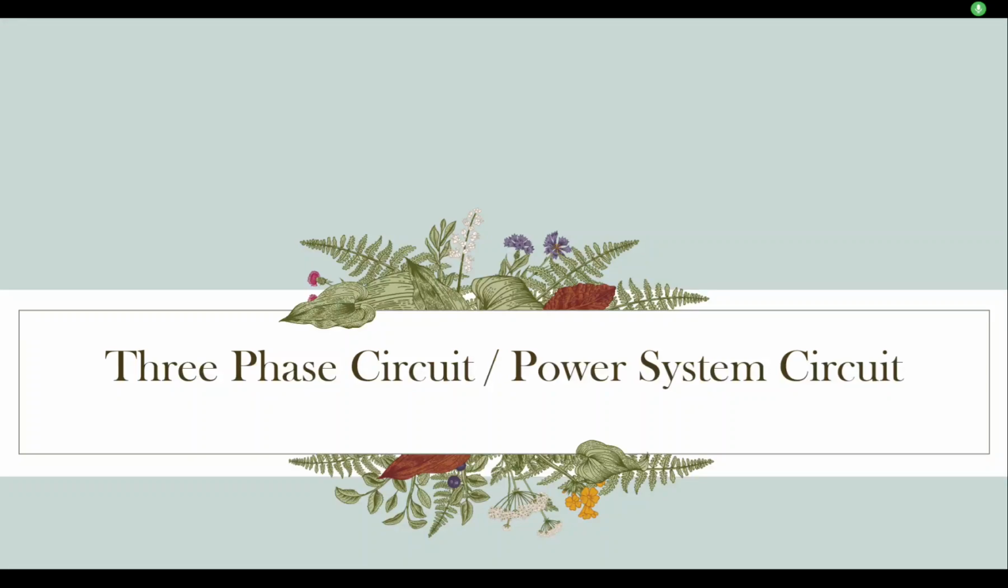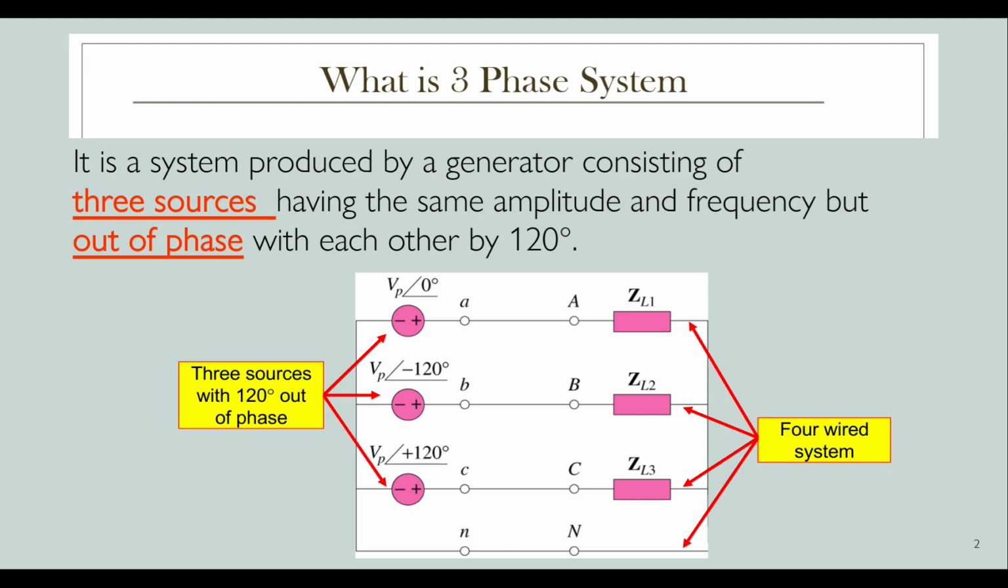Our class today is about three-phase circuit or power system circuit. So what is a three-phase system? A three-phase system is a system produced by a generator consisting of three sources having the same amplitude and frequency but out of phase with each other by 120 degrees.